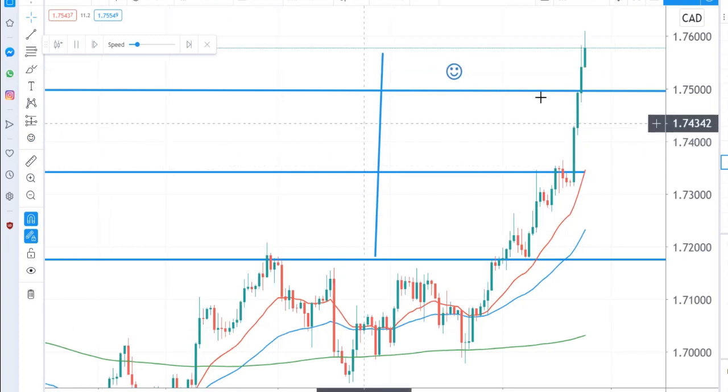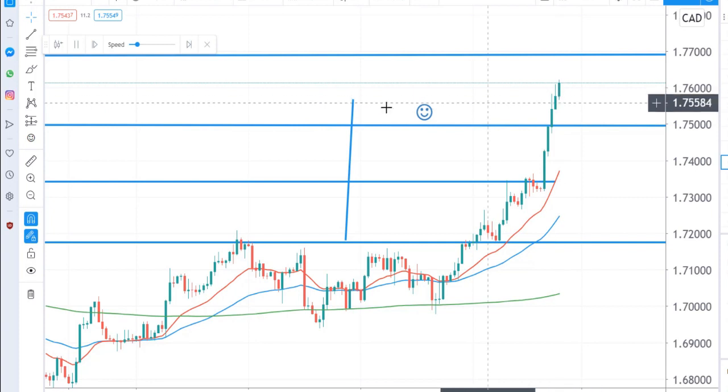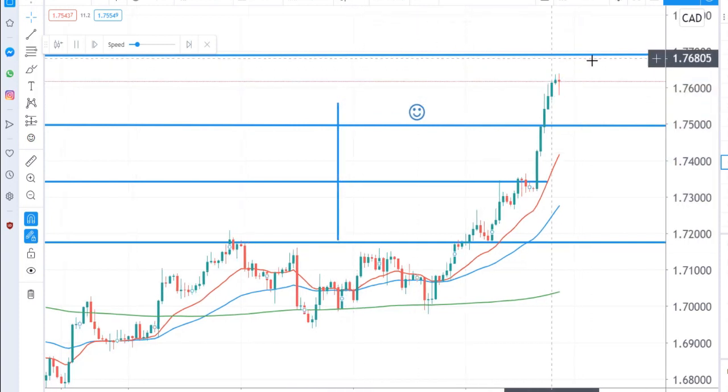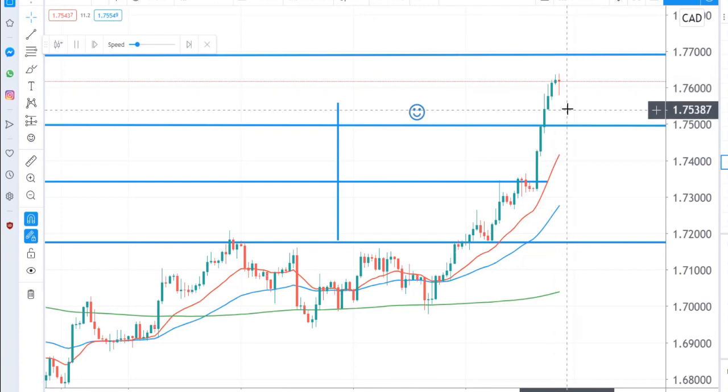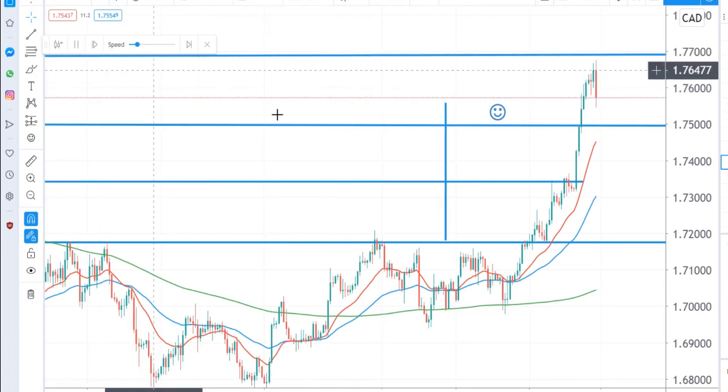Now, at this point, things change a little bit, and I'm going to let this play out and just show you how fast and aggressively this trade actually moved up to the full resistance zone. So it continued to move incredibly bullishly, and then of course it hit the full resistance coming into the end of the week.